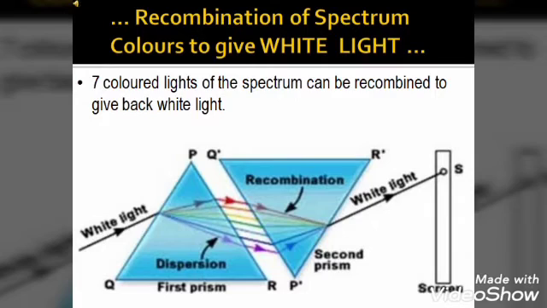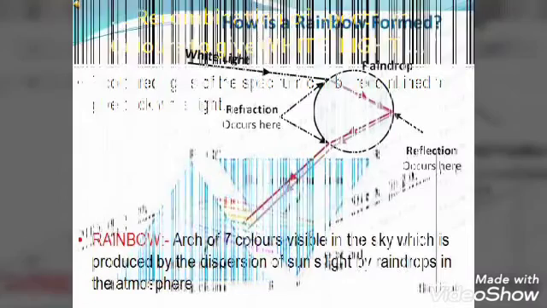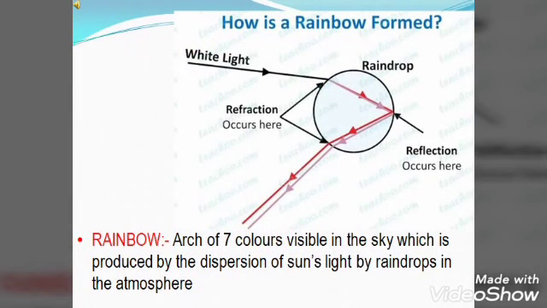The recombination of the 7 colors produced by the first prism is due to the fact that the second prism has been placed in a reversed position, due to which the refraction produced by the second prism is equal and opposite to that produced by the first prism. Further, let's take a case of rainbow.